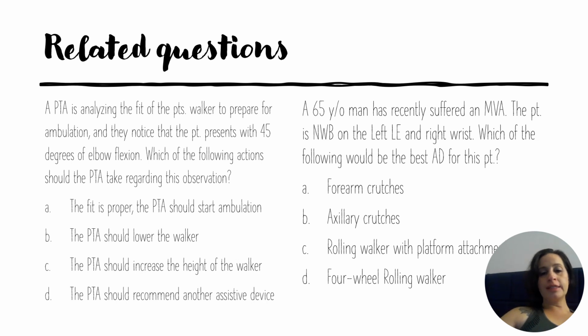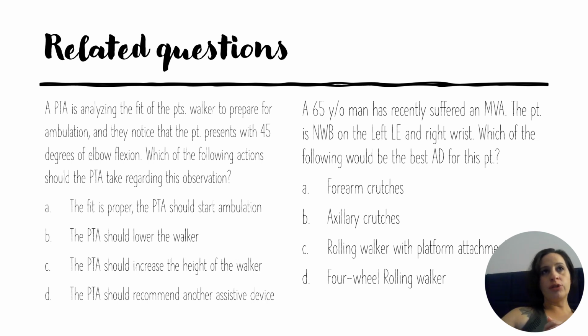Okay, and the reason why I like this one is because I asked it in a different way, right? I could easily say, what is the angle that the patient should be in? 20 to 25, right, of the elbow. But I made it more interpretive, right? So you have to think about, what does it mean when your patient has more angle in the elbow than what is normal? You have to know what is normal, which is 20 to 25. So that should throw off A, because that's saying the fit is proper and the fit is not proper.